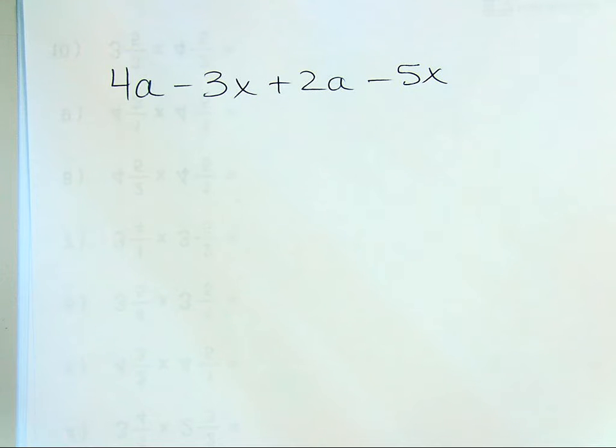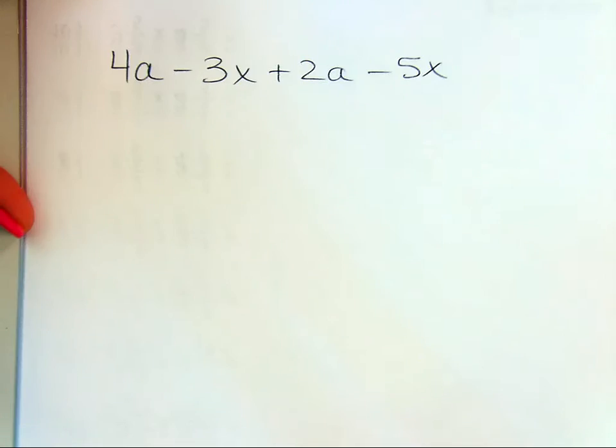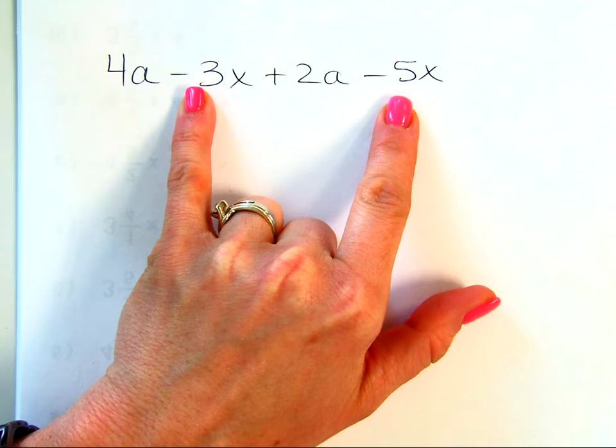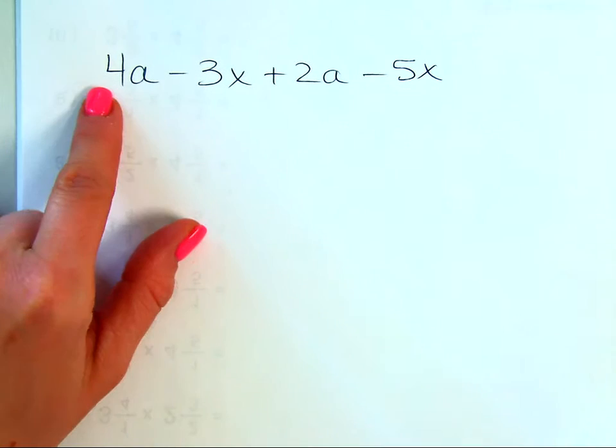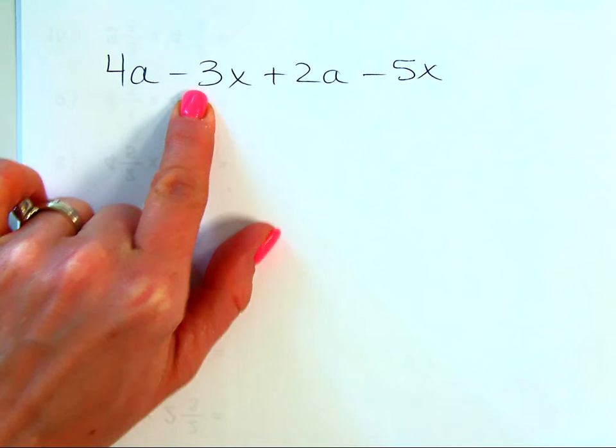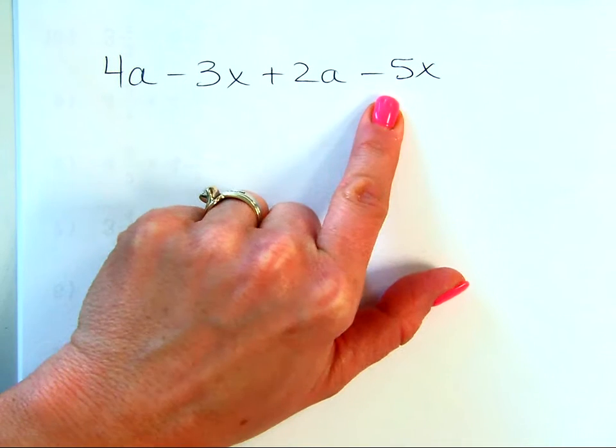Okay, so you're going to pick up, I'm going to use red and blue for right now. So I'm going to take and look at, I have 4 terms, right? Everybody see the 4 terms? How many negative terms do I have? 2. What are my coefficients? 4, negative 3, 2, negative 5.